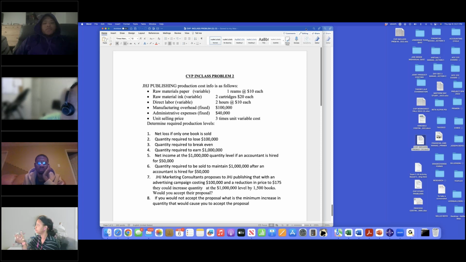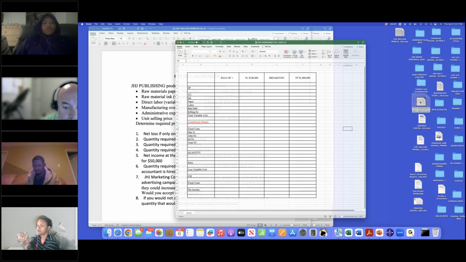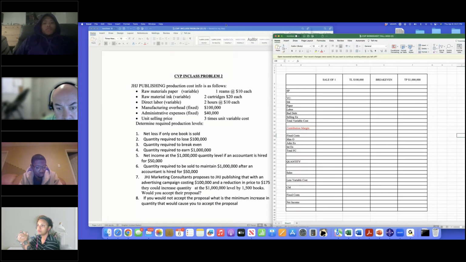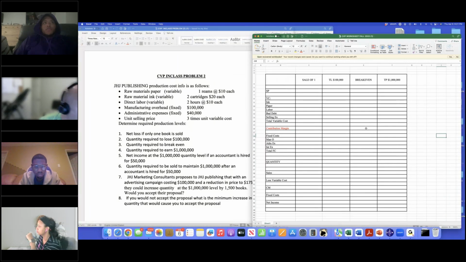You should have this worksheet in course content, which is in Excel. We're going to start on the break-even column, and then I'm going to put you in your teams to finish this up with your new knowledge today. Our selling price is 3 times the unit variable product cost, so we have to get the variable cost first and then multiply that by 3.